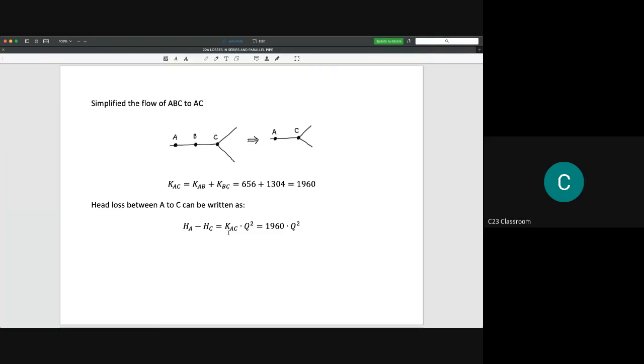So we discussed in our first slide of this topic that we could simplify, because we assume that the losses here will be the difference of losses. So we write losses at A minus losses at C is equal to KAC times Q square. So we substitute the value of KAC here from what we got, which is 1,960.